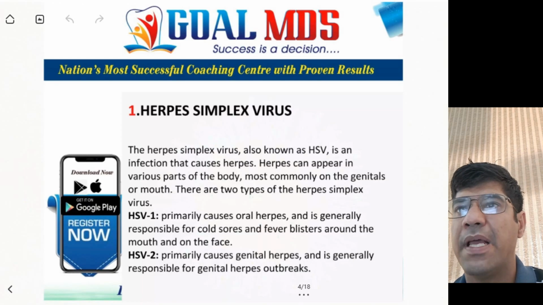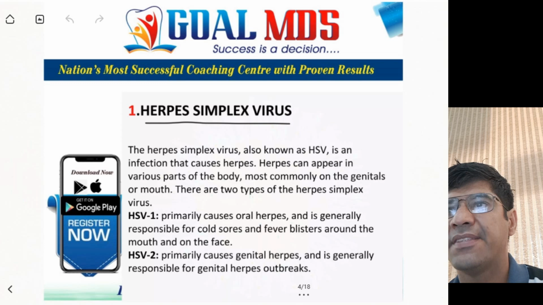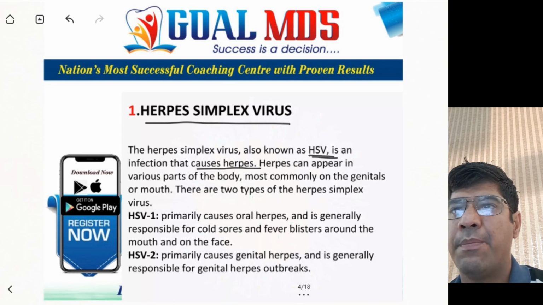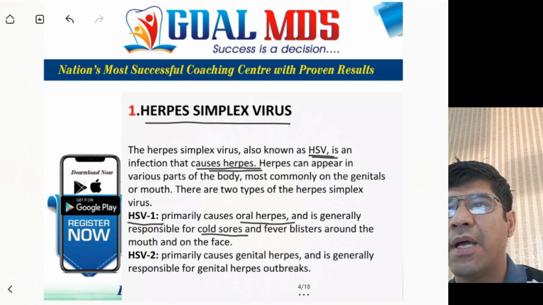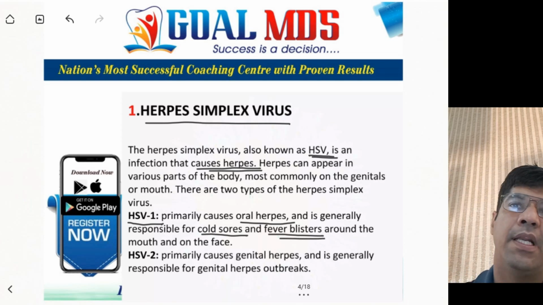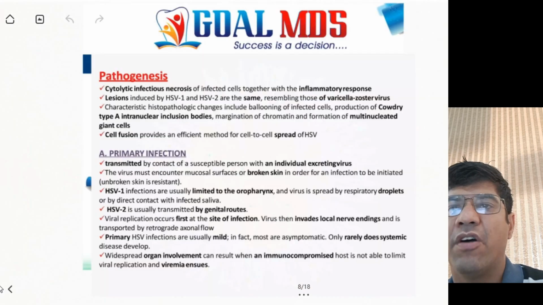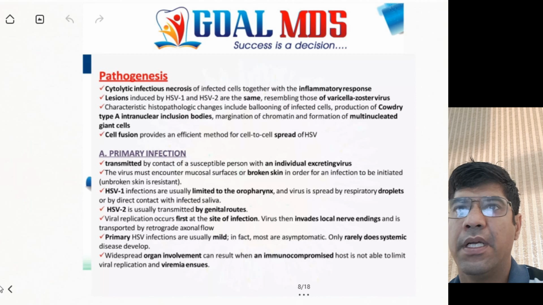The herpes simplex virus type 1. The herpes simplex virus, also known as HSV, is an infection caused by herpes. HSV type 1 primarily causes oral herpes and is responsible for cold sores and fever blisters. Whereas type 2 causes genital herpes and is responsible for genital herpes outbreaks. So what is the most common site for the latency of herpes simplex virus? It is the trigeminal ganglion.